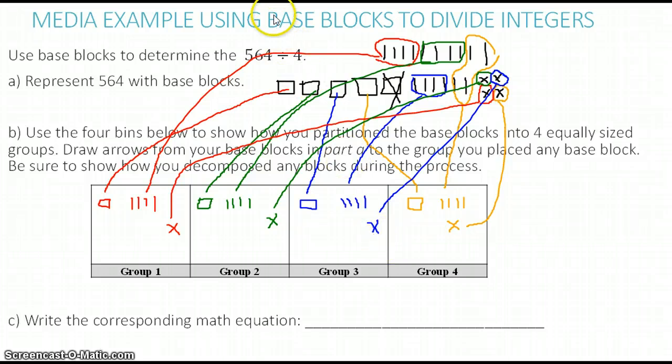So our corresponding math equation is 564 divided by 4 equals 141.